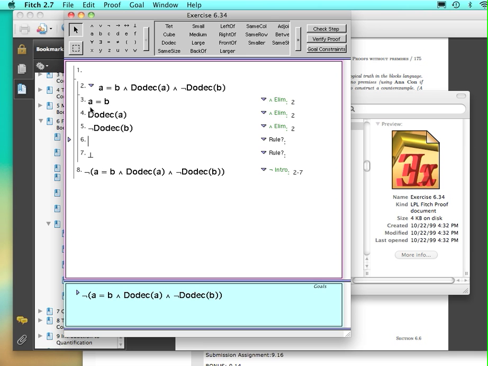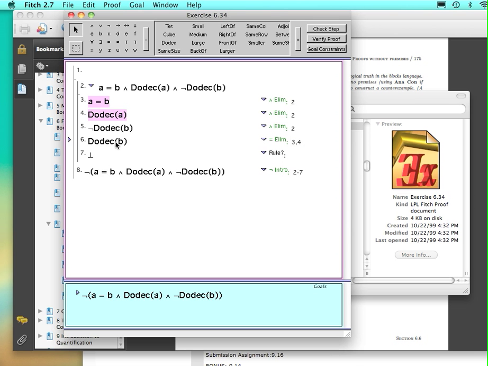Well, line 3 tells me A is identical with B, so they're the same thing. Line 4 tells me that A is a dodec, and line 5 tells me that B is not a dodec. But wait a minute. If A and B are the same thing, it's impossible for A to be a dodec and B to not be a dodec. So I can pretty easily exhibit that using, way back from chapter 2, the identity elim rule. If A equals B and A is a dodec, I can say, okay, B is a dodec, using the fact that A equals B and A is a dodec, and the identity elimination rule, which if you forgot about that, go back to chapter 2.